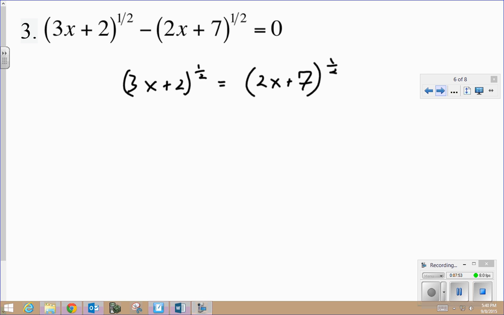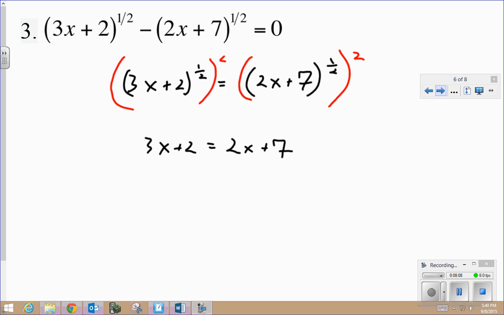Well, now I can square both sides to undo my 1/2 power. And then I'm just going to have a linear equation, 3x plus 2 is equal to 2x plus 7. Minus 2x here, minus 2x here, minus 2 there, minus 2 there. And I get x is equal to 5.